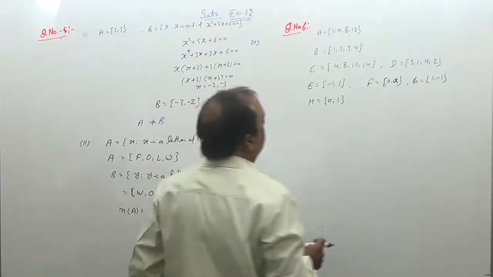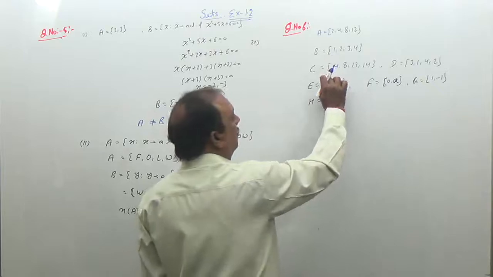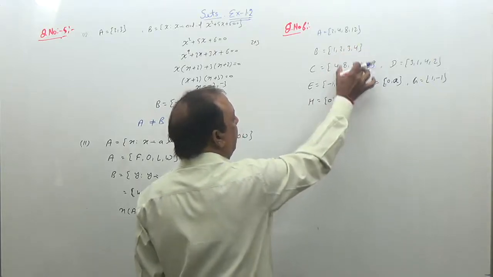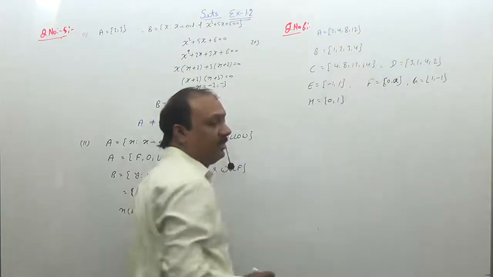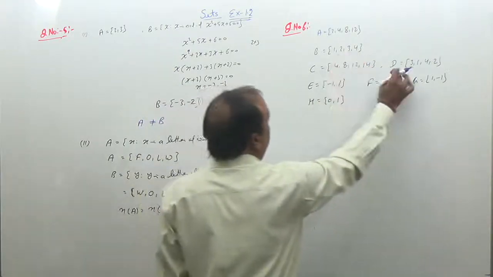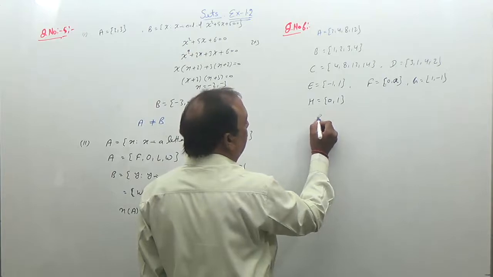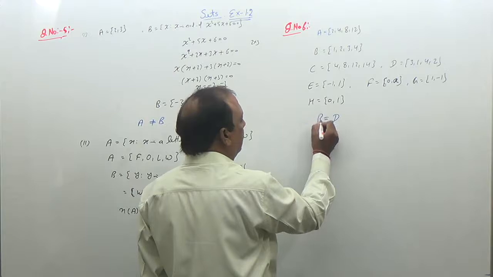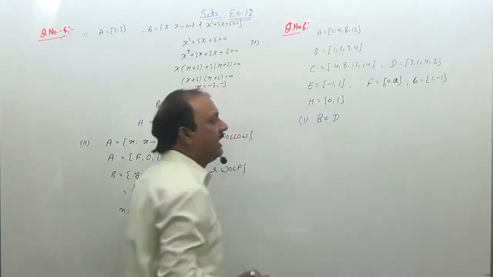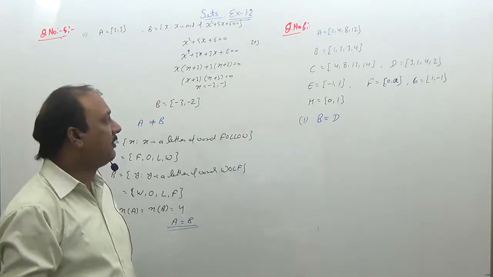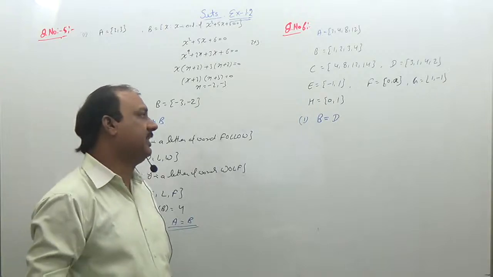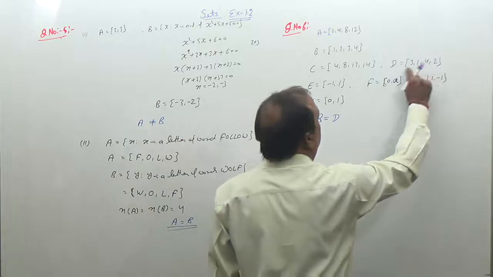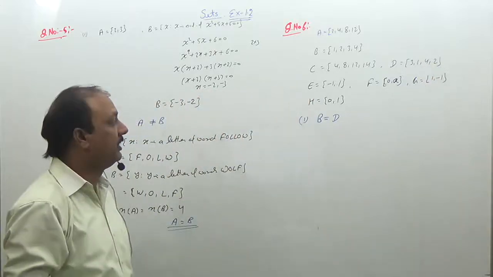Secondly, now we compare set B with C. So B contains 4 elements and C contains 4 elements, but there are different elements in B and C, so B is not equal to C. But B and D are equal. So B set is equal to D set. So the first answer is set B is equal to set D. Why? Because the number of elements of set B is 4 and the number of elements of set D is 4. And both sets have the same elements 1, 2, 3, 4 and 1, 2, 3, 4. So set B is equal to D.